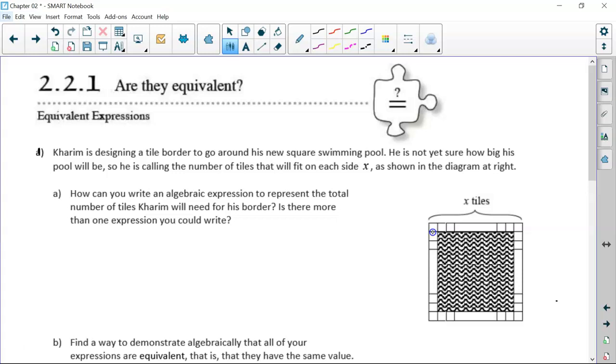Now, there are multiple expressions you can write for this. We can write it as 4 times each side x. But because of these corner tiles, we're double counting some of them. So we'd have to subtract the 4 corner tiles. So 4x minus 4. You could also write it as 4 times the quantity of x minus 1, or 2 times the quantity of 2x minus 2. Those are all equivalent expressions. They all equal the same thing.